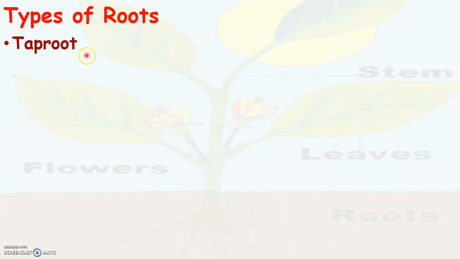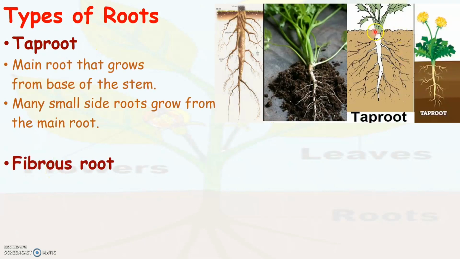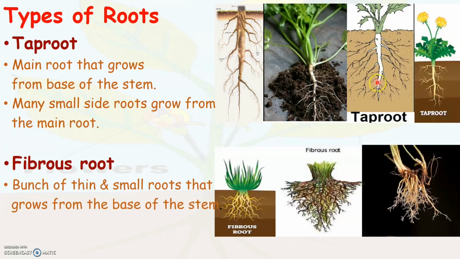They are taproot and fibrous root. The main root, as you see here in the picture, which is marked in white color, that grows from the base of the stem is called taproot. As you can see here in the picture, taproot has many small side roots which grow from this main root. While fibrous roots are a bunch of thin and small roots that grow from the base of the stem.